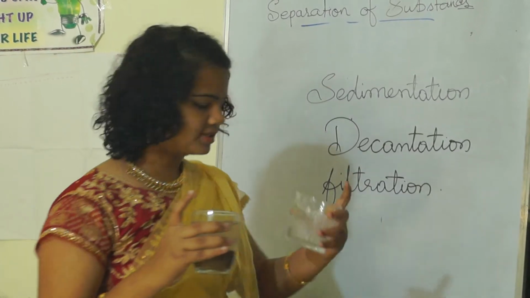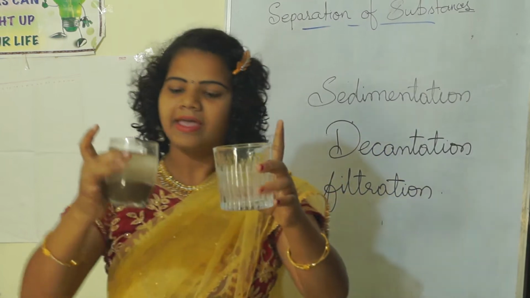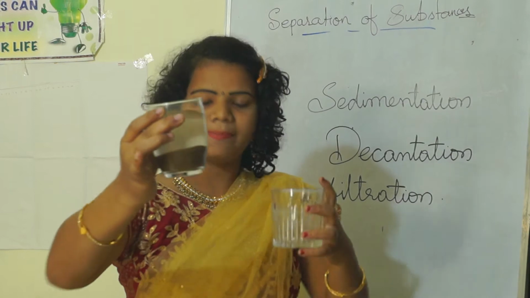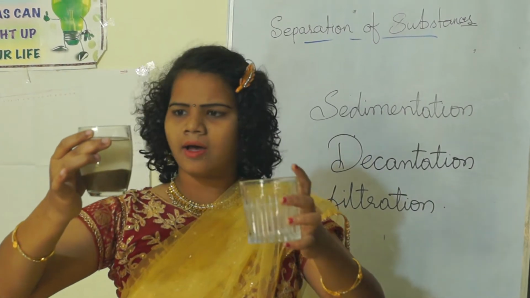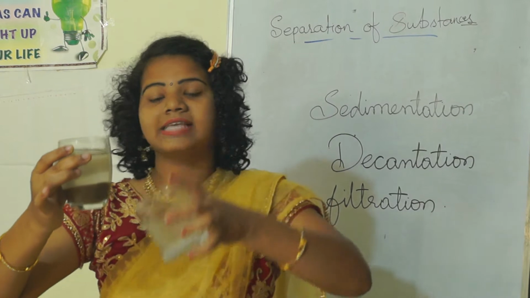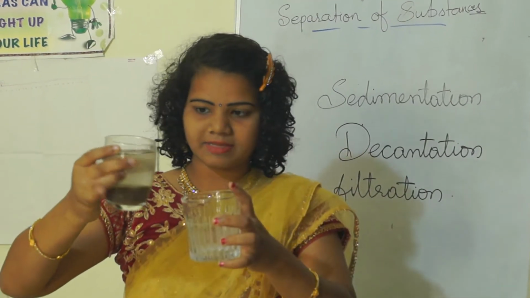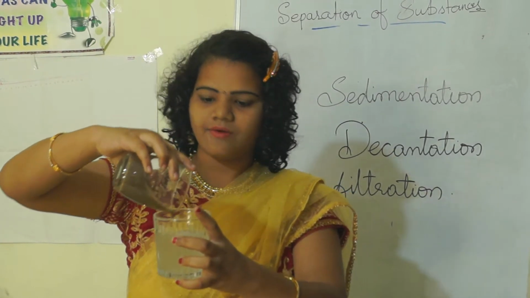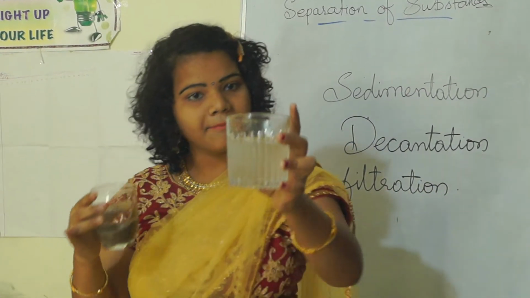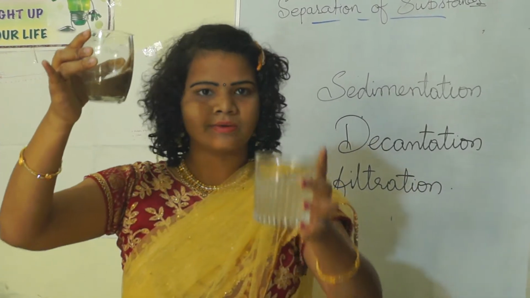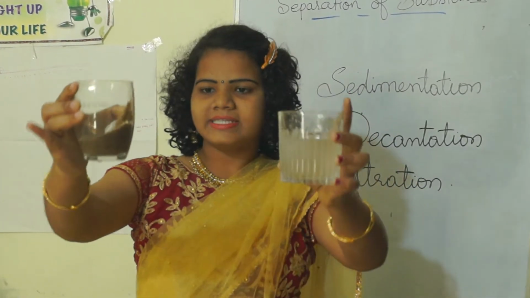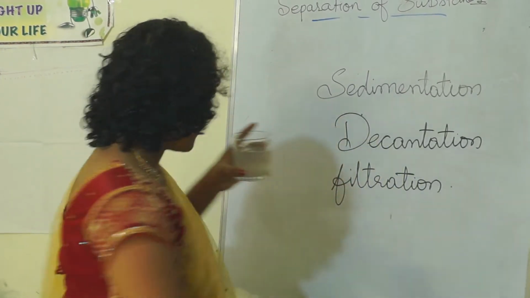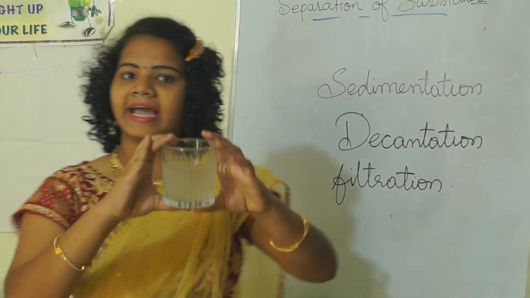For this process, I am taking another beaker. Here I have a mixture of water and sand, as you can see. Now I want to separate the sand from the water, or else the water from the sand. So just pour the water into this beaker. Here I separated the water from the sand. This is the process of decantation, and now I have decanted water.